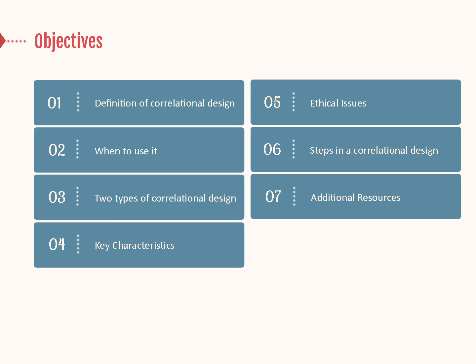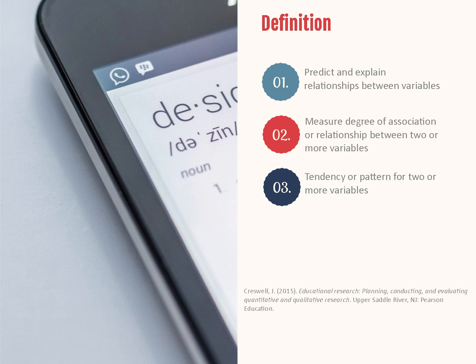Please review in order. The goal of correlational research is to describe the relationship between variables and to measure the strength of that relationship. Our book describes correlational design as being able to predict and explain relationships between variables. This type of research also helps to measure the degree of association or relationship between two or more variables. This type of research also looks for tendencies or patterns.